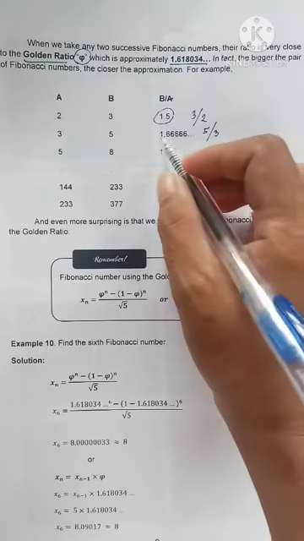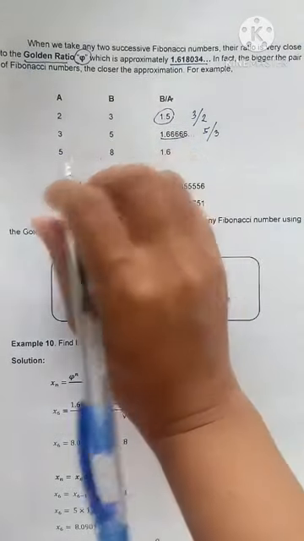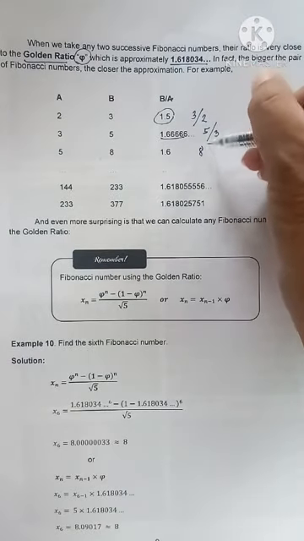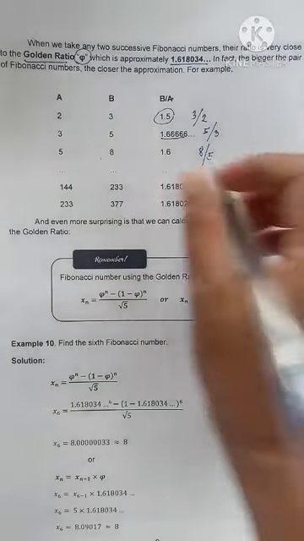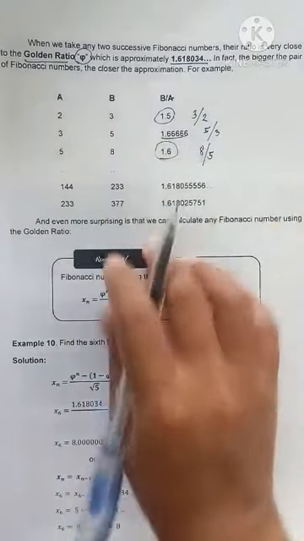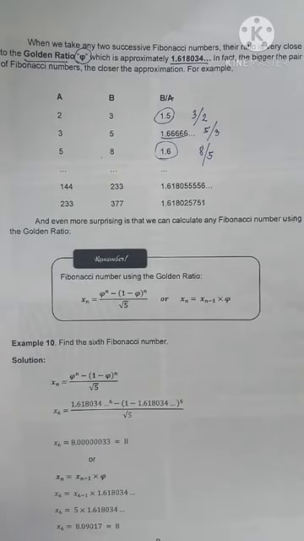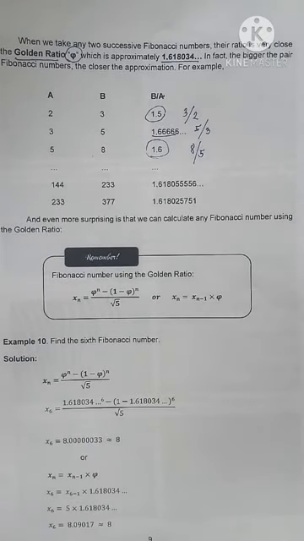This is where we get this answer. Another, 5 and 8: we have 8 divided by 5. Its ratio is 1.6, and so on. Even more surprising is that we can calculate any Fibonacci number using the golden ratio.